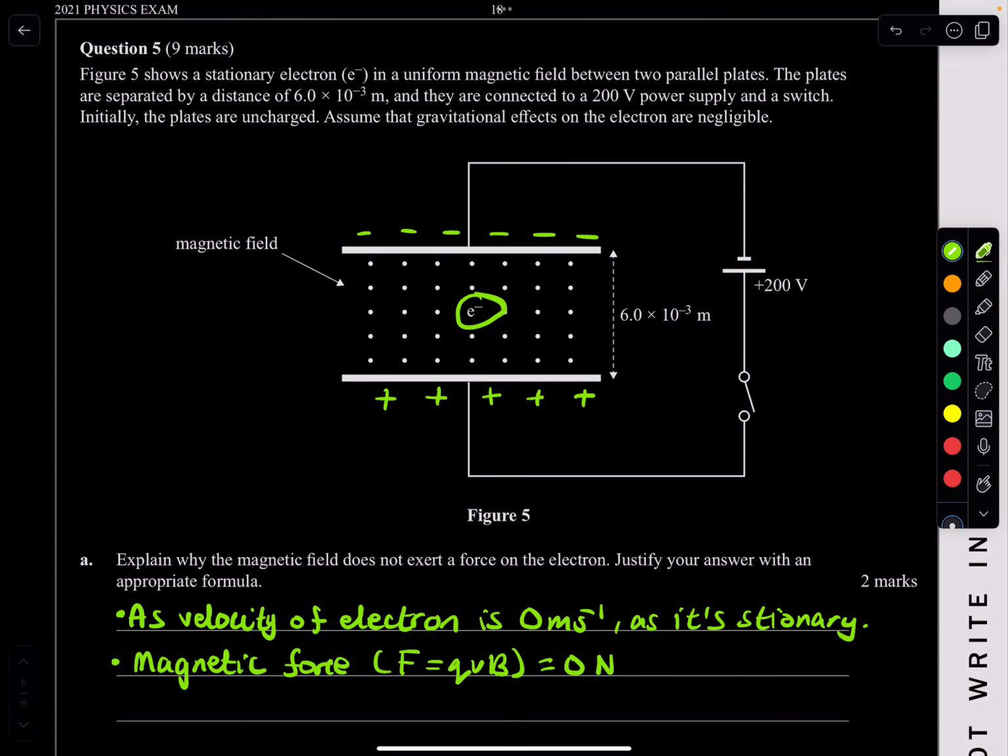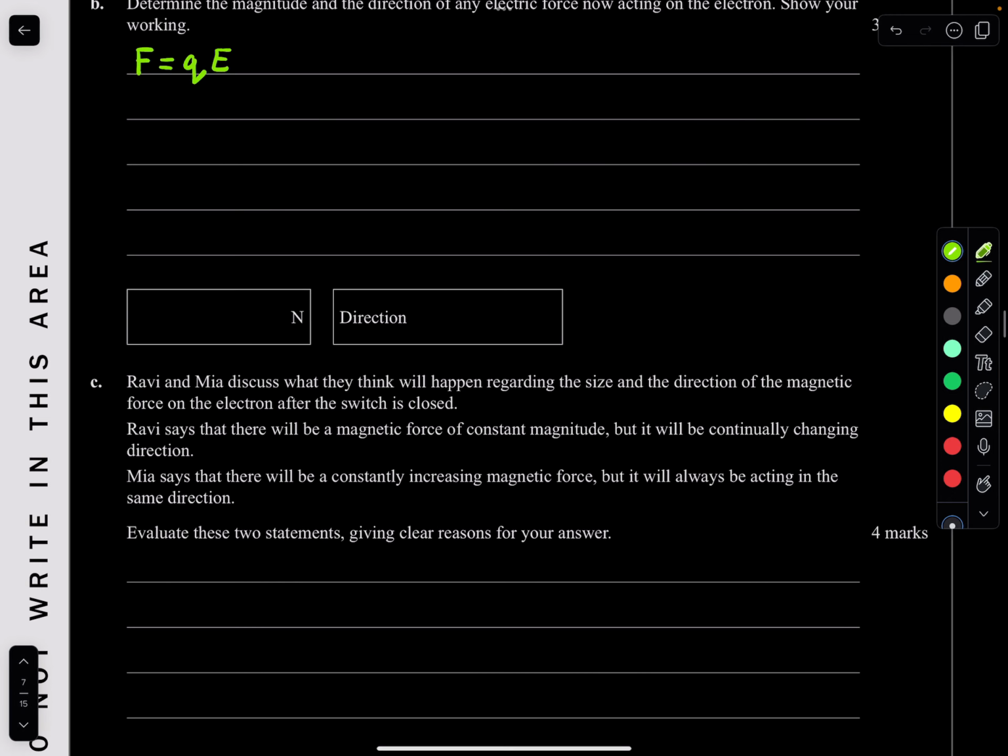It's quite easy to determine the direction. Think about it. This is a negative electron, and you have a negative plate at the top and a positive plate at the bottom. The negative electron is going to be straight away attracted to the positive plate, and it cannot go up because it will be repelled by the negative plate. Negatives repel, so it's going to be going down. So your electrical force is going to go down. You just want to write that down.